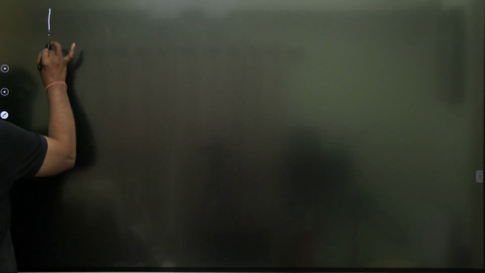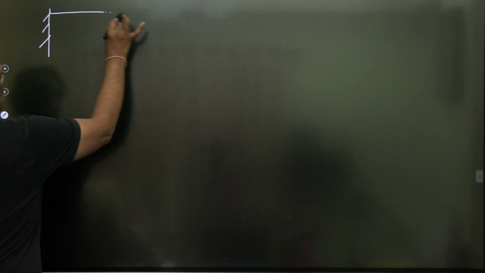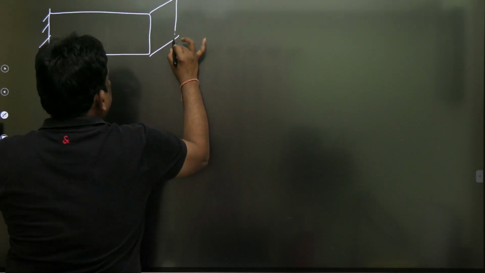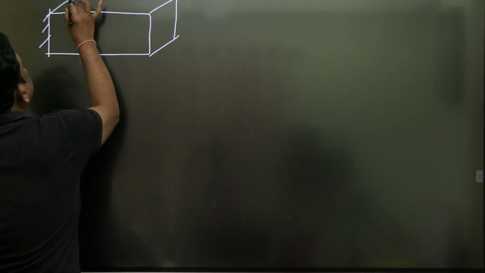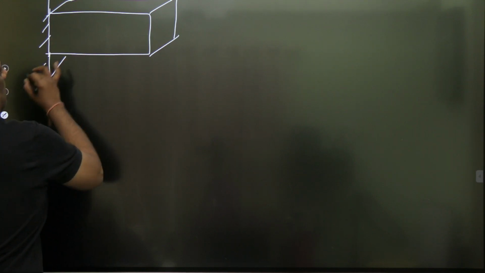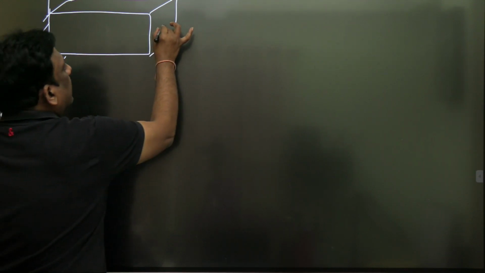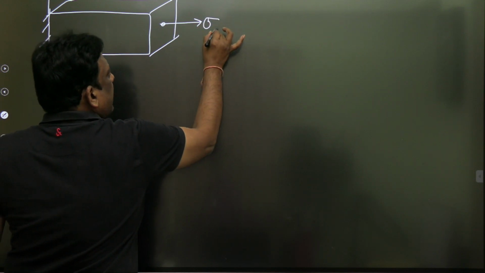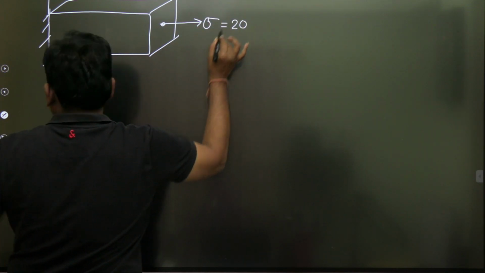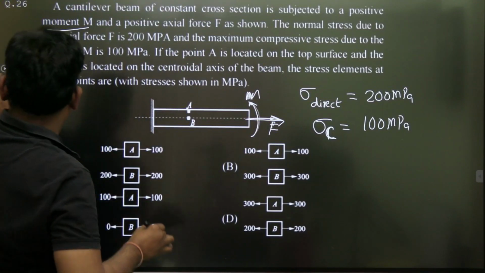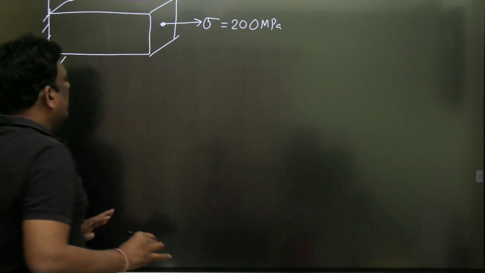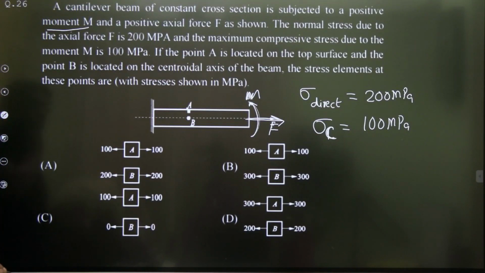Let me read. Dear students, this is the cantilever beam. There is an axial force of F, and because of this, there is a direct stress of 200. Let me check. Yes, it is 200 megapascal. Very good. Now let me try to write the bending stresses.